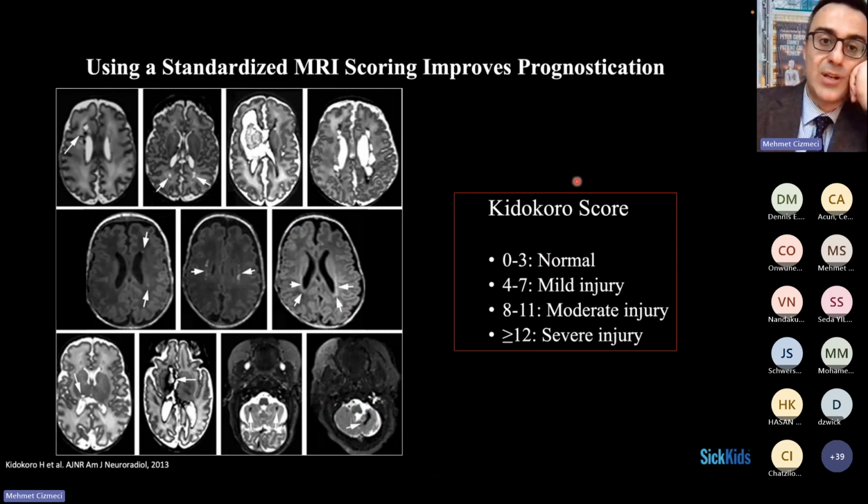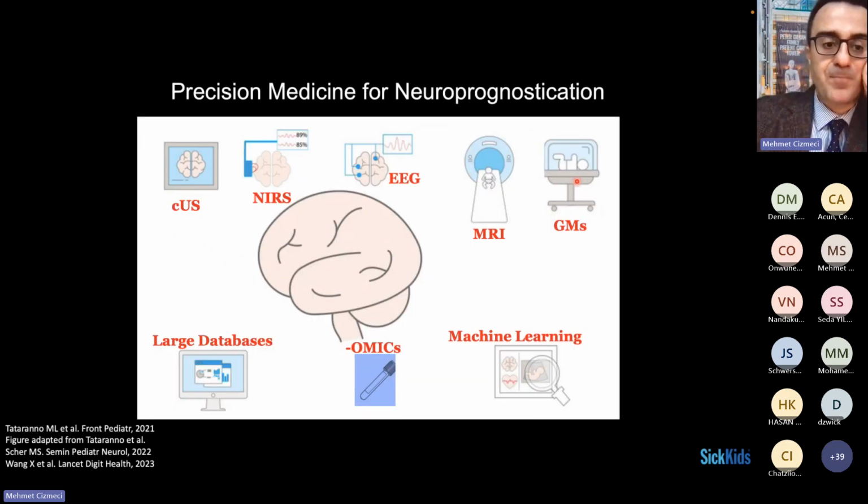For this type of injury, we can also use some standardized scoring systems, very similar to HIE. There are developed scoring systems, and Kidokoro is the one that we use for the preterm brain injury patterns. And by looking at the cystic lesions, evolution of the hemorrhagic lesions, we can get lots of prognostic information. So a couple of slides on where this is evolving to.